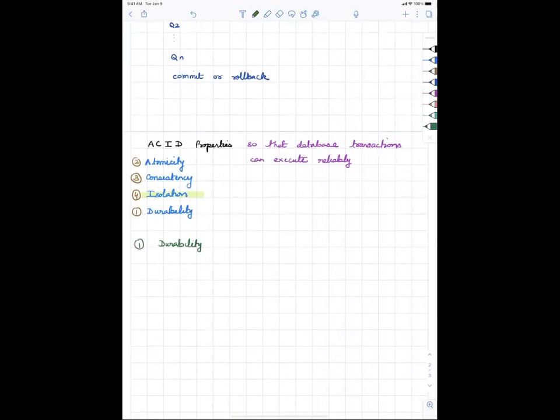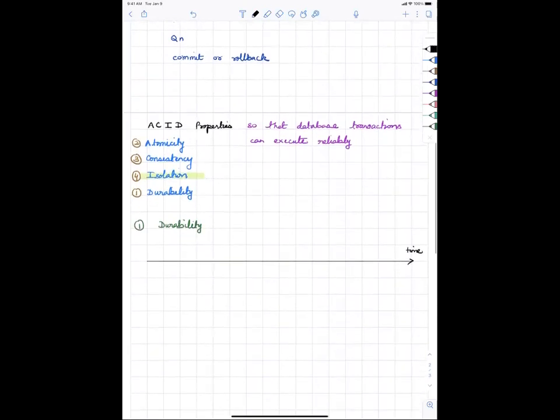And this is kind of easy. I've already spoken about it. All durability is saying is that once you commit the transaction, so let's say this is time, and we have user one, and user one is starting up a transaction. He starts a transaction, a begin transaction, and this transaction has the following queries: Q1, Q2 and Q3, and then you have to commit.